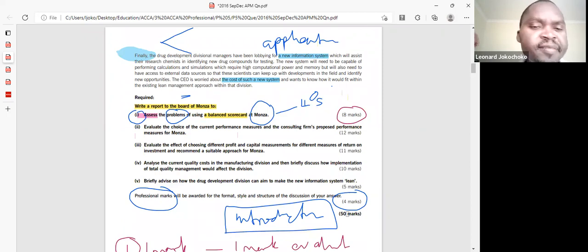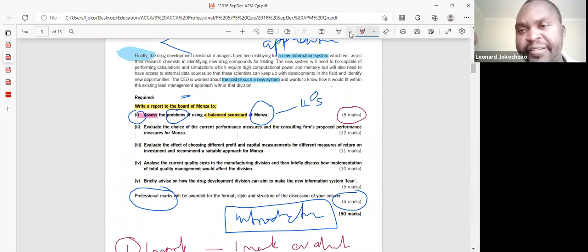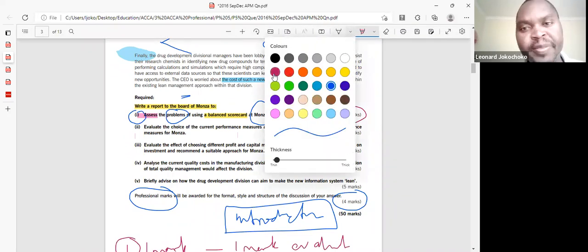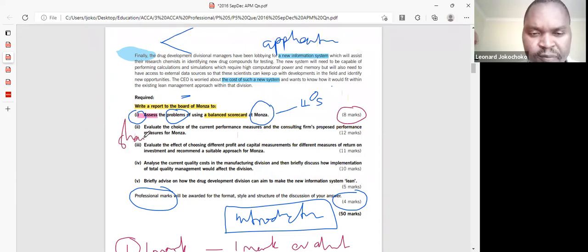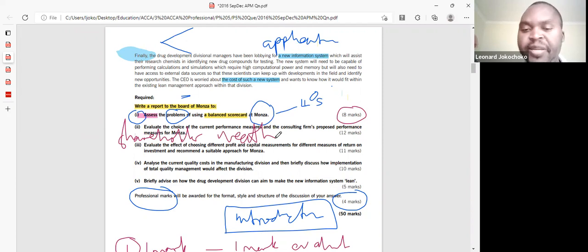What other problem could you write? Another problem of the balance scorecard. The balance scorecard does not specifically address the primary purpose of an organization. The primary purpose of an organization is to increase shareholder wealth. That is the primary purpose of performance measurement. If it is a private company, we want to increase shareholder wealth.